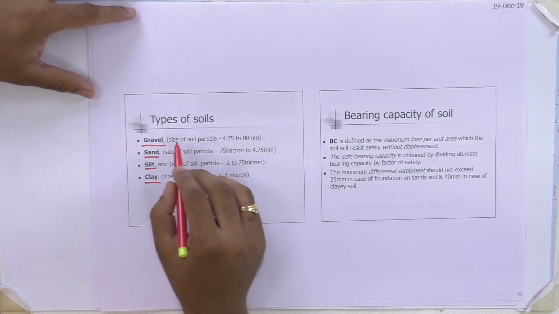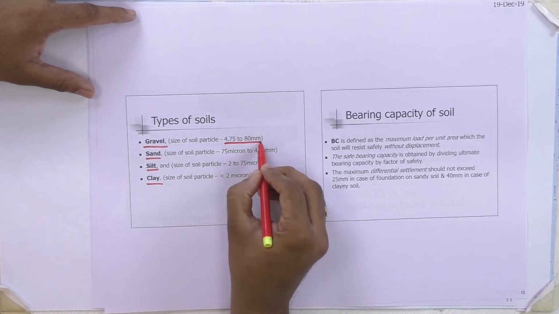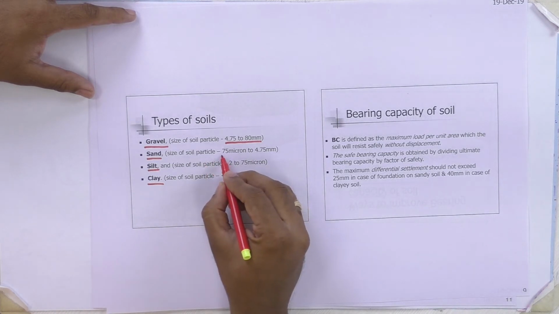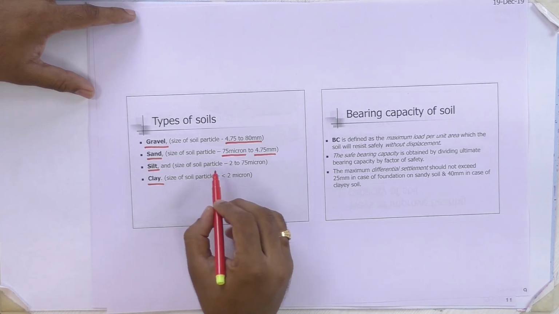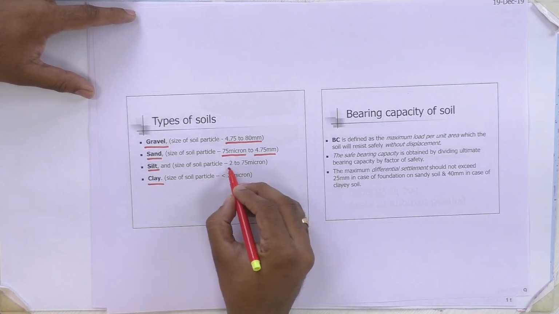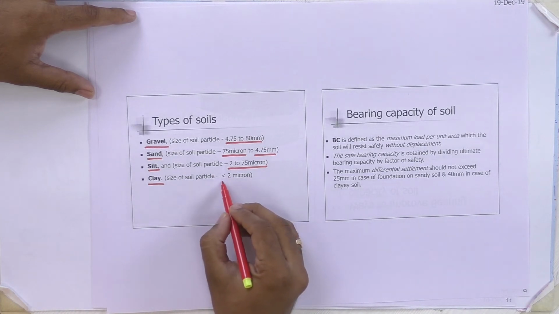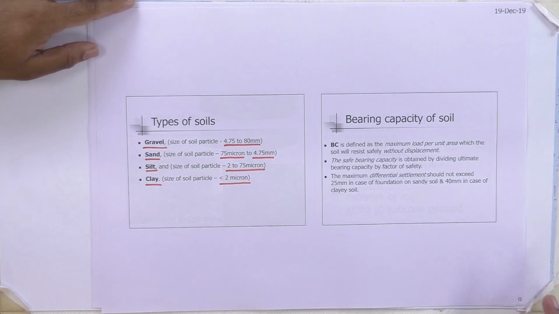For gravel, the size of the soil particles varies from 4.75 to 80 mm. For sand, the size is 75 micron to 4.75 mm. For silt, the size of soil particles varies from 2 to 75 micron. And for clay, the particle size is less than 2 microns. And next one, the bearing capacity of soil.